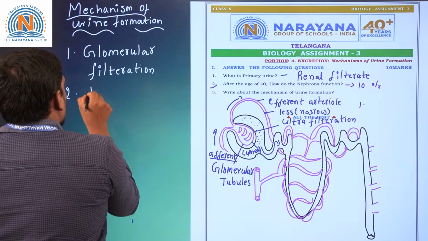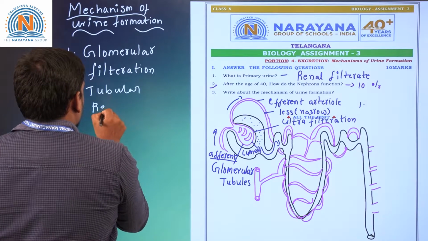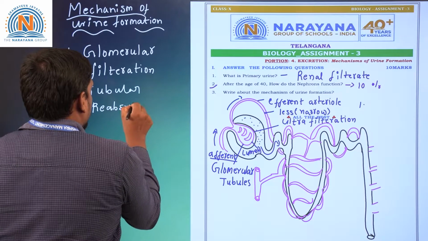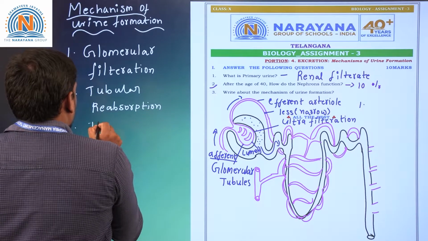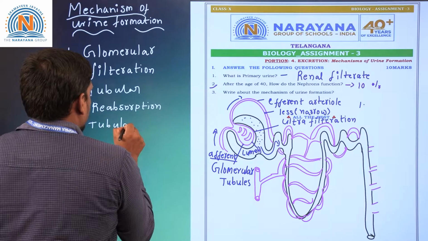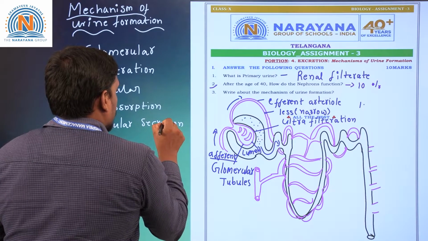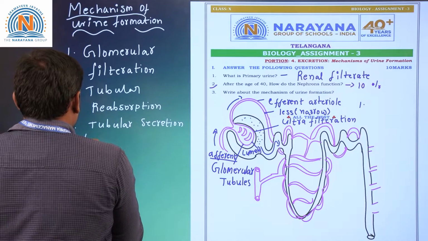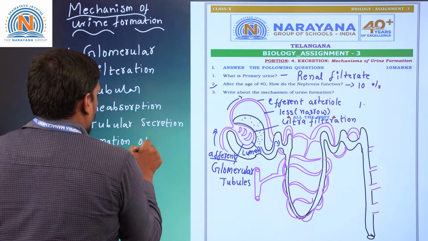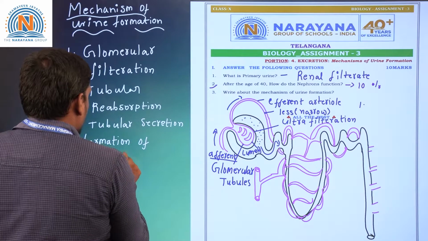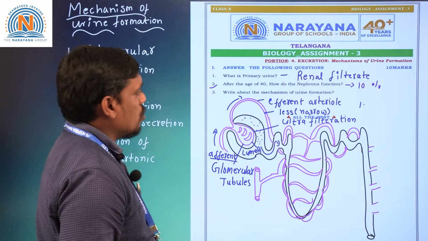The second step is tubular reabsorption. Where does tubular reabsorption take place? I want to explain. The third step is tubular secretion. And the fourth step is formation of hypertonic urine. With the help of these four different steps, we can learn the formation and concentration of urine.